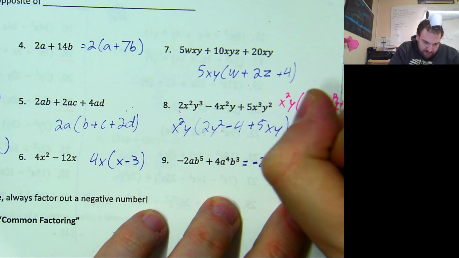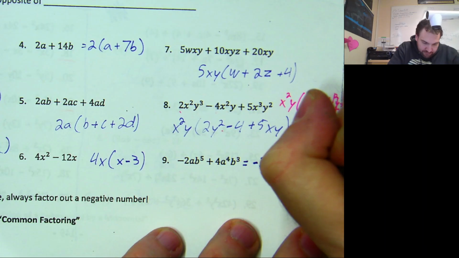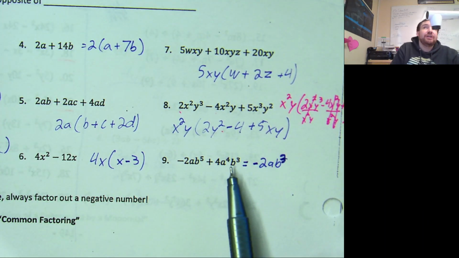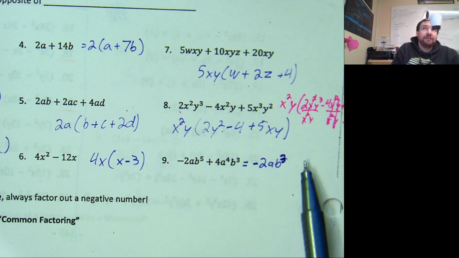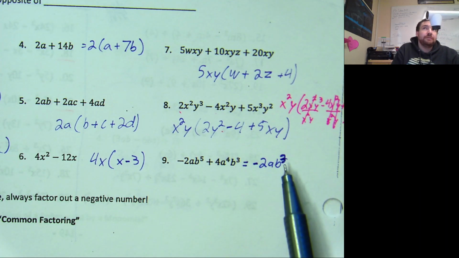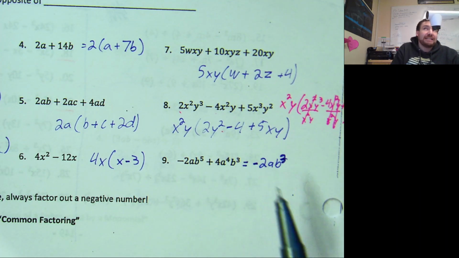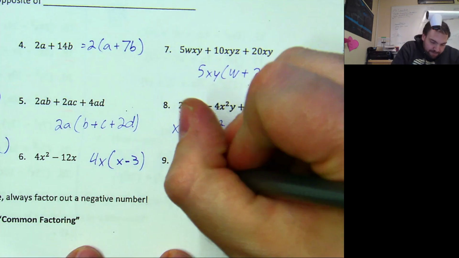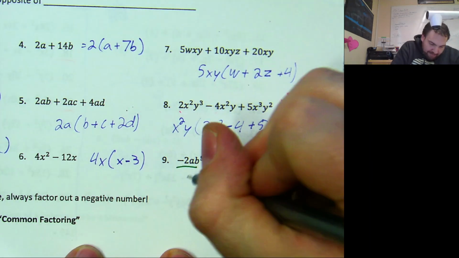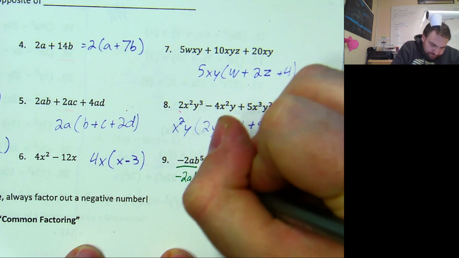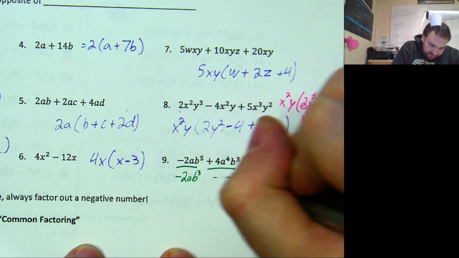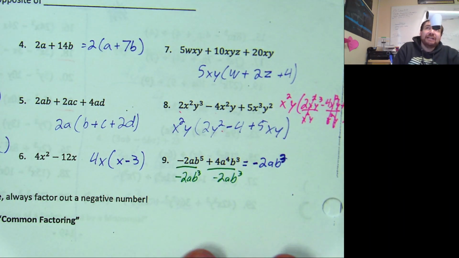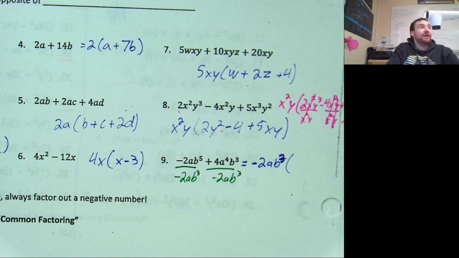-2ab cubed, actually. Because I've got 5 b's here and 3 b's here, so the largest amount of b's I can pull out is b cubed. So that's my GCF. And then to find the rest of it, I'm going to divide each term by my GCF, -2ab cubed. If I do that, what do I get?